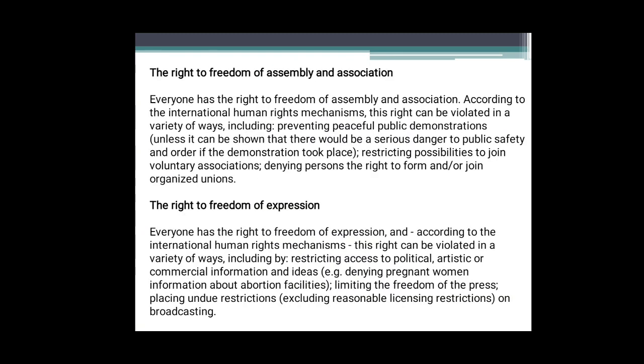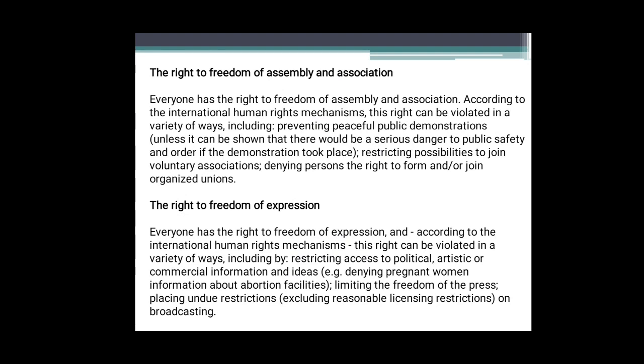Next, the right to freedom of assembly and association. So in this case, everyone has the right to freedom of assembly and association. According to the international human rights mechanism, this right can be violated in a variety of ways, including preventing peaceful public demonstrations, restricting possibilities to join voluntary associations, denying persons the right to form and or join organized unions.